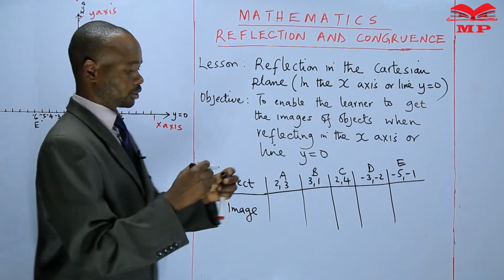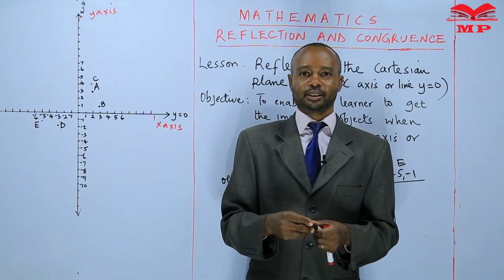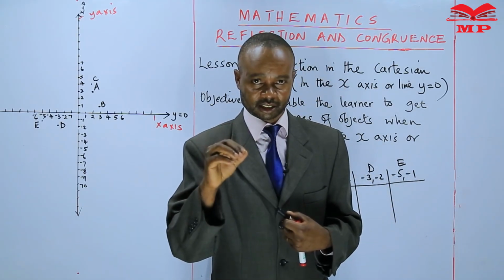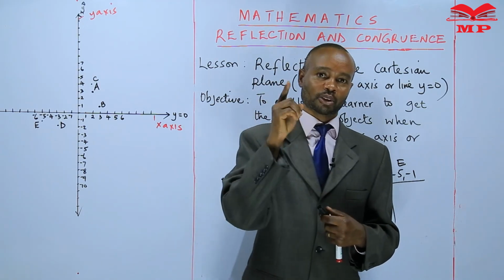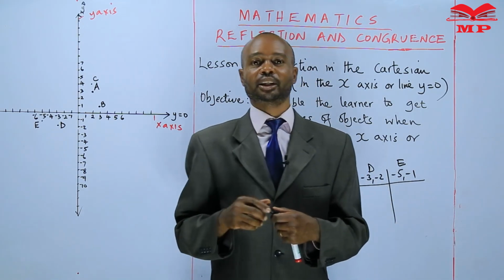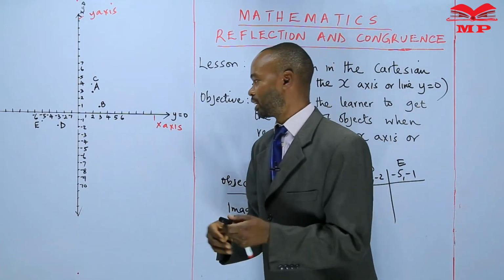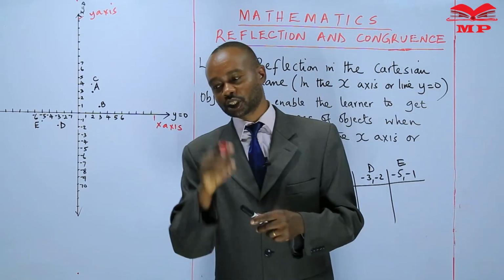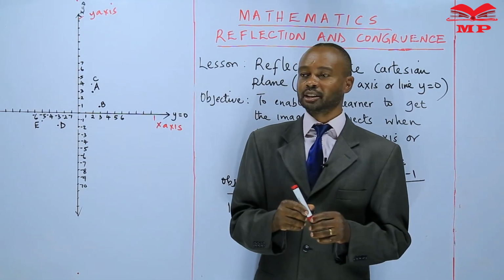In the first lesson, we realized the properties of reflection. The distance of the object from the mirror line, that is a perpendicular distance, will be equal to the distance of the image from the mirror line. So here I'm going to mark the images using this red pen so that we get the differences.